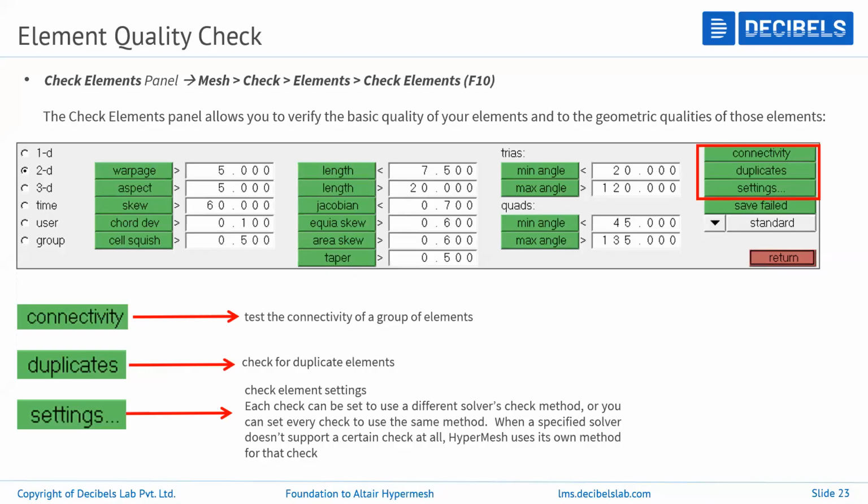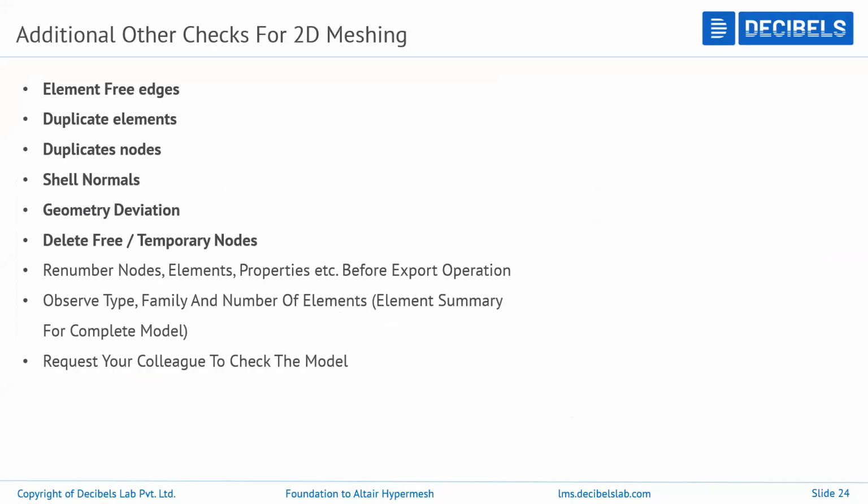So this comes to the quality parameter section. Then the additional check: elements should not carry any duplicate elements, elements should not have any free edges, and shell normals also we need to correct. I'll show you.